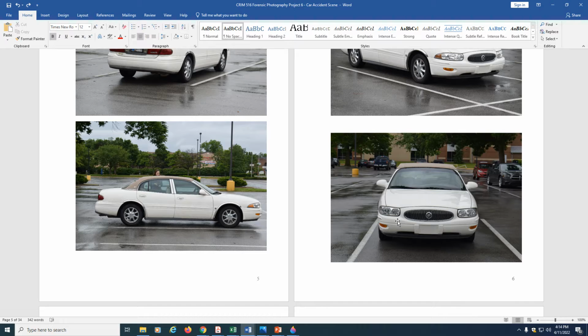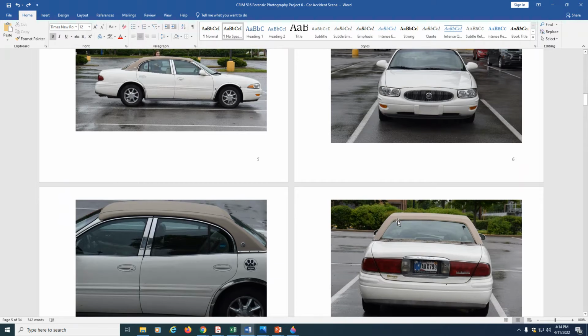Once you've completed all those for the entire vehicle all the way around, then you're going to want to go to what may be a little bit more difficult depending on what vehicle you choose to photograph. It's considered an aerial view.